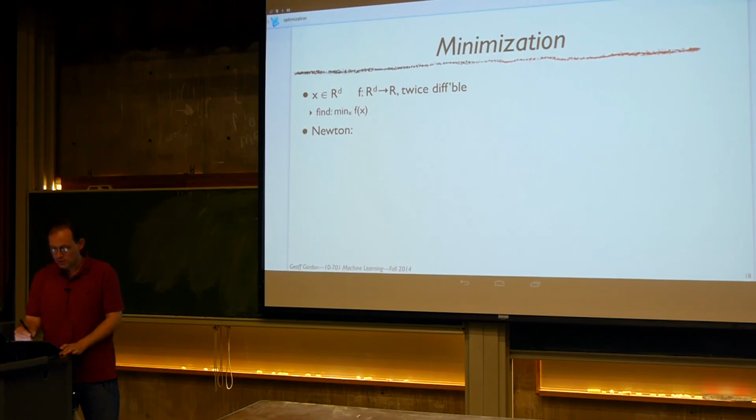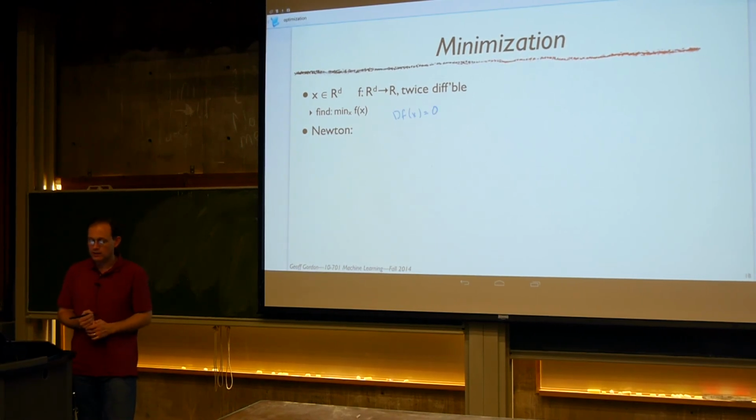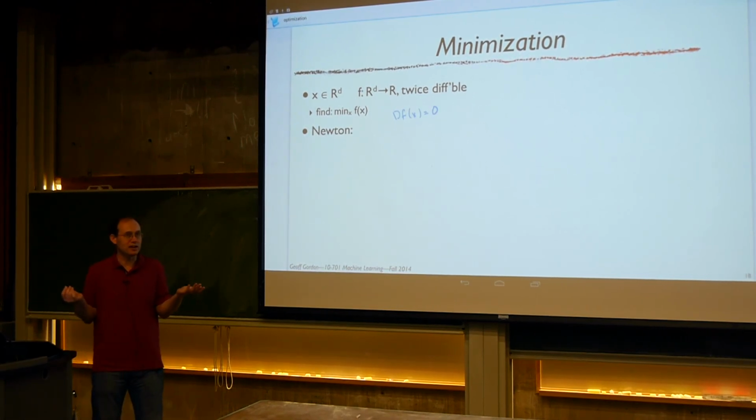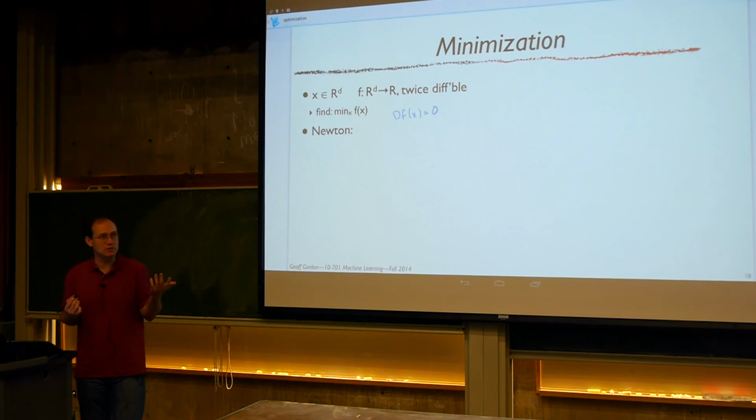If we want to minimize, the condition for minimizing is that the gradient has to be equal to 0. So we just say that grad f of x is equal to 0. And now this is a set of nonlinear equations. We had to minimize something before; we minimize it by setting its gradient equal to 0. And now we have a set of equations, some nonlinear function of x equal to 0. So now we just apply Newton's method to that.